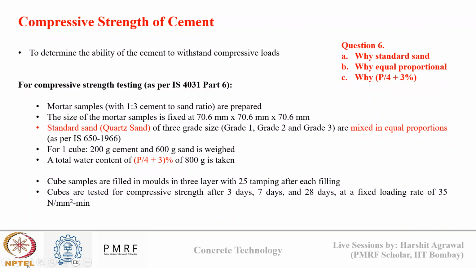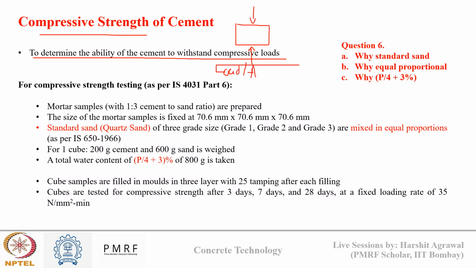So what is compressive strength? It is used to determine the ability of cement to take compressive load. When I prepare a cement block, how much load it will take before it fails. That load is known as the compressive load, and load upon surface area of cement will give me the compressive strength of cement.